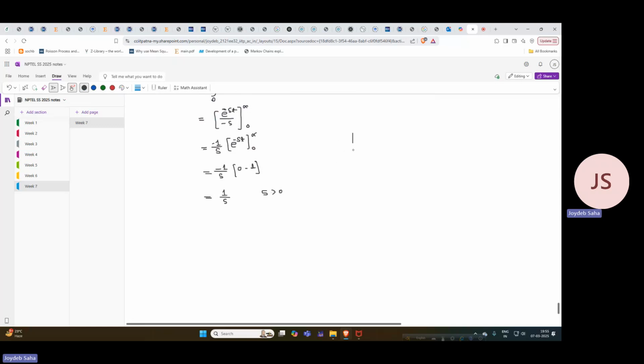That means, on the sigma j omega plane, this is the ROC.